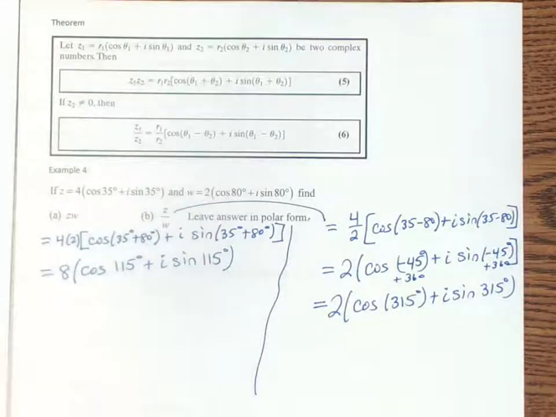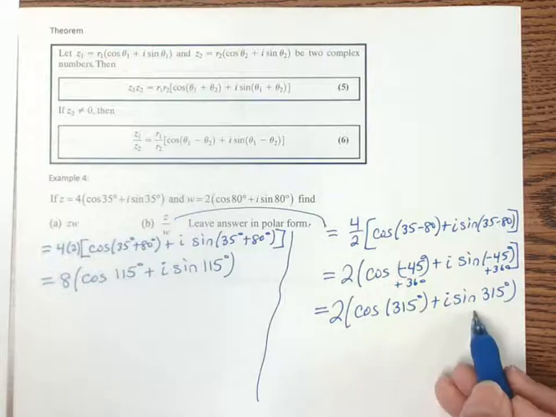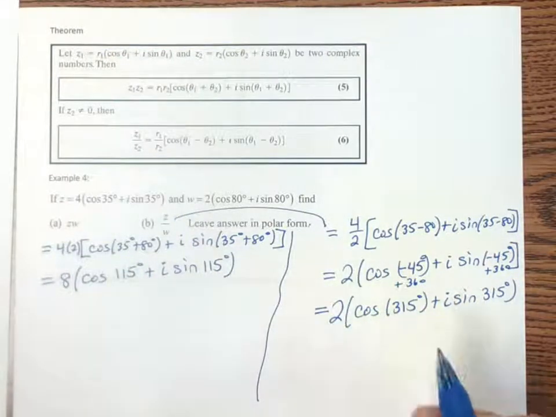It'll have the same sine value and same cosine value, but it just meets the criteria that we're limited to theta being between 0 and 2 pi. So now that is in polar form. That's Z times W, and this one is Z divided by W.